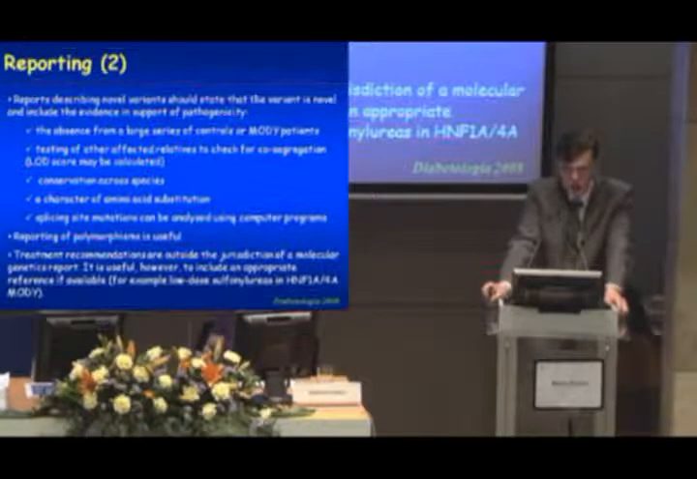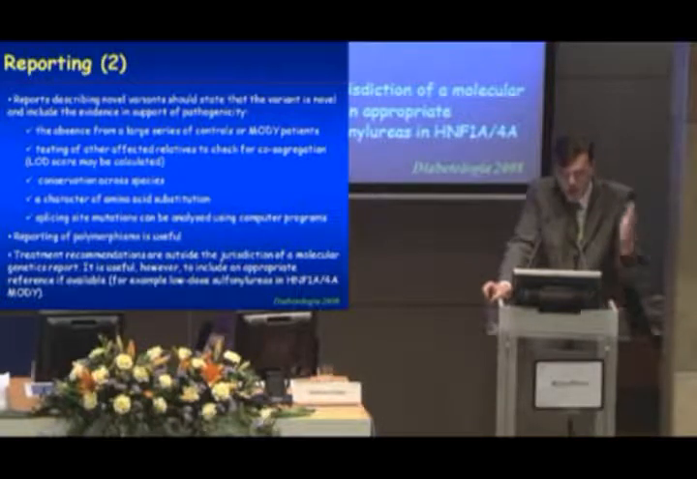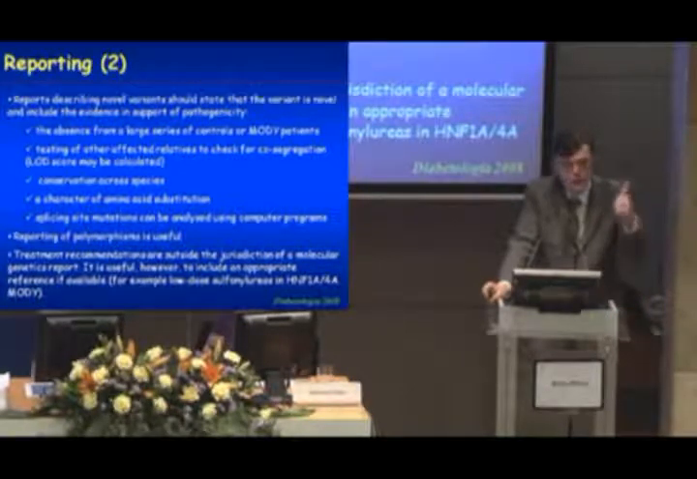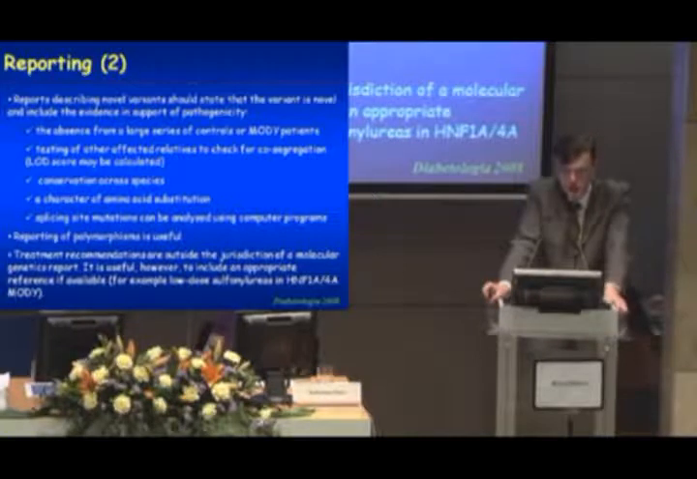Reports describing novel variants should state that the variant is novel and possibly include the evidence in support of pathogenicity. For example, the absence from a large series of controls, testing of other affected relatives to check for co-segregation, conservation across species, and the character of the amino acid substitution. Splicing site mutations can be analyzed using computer programs.